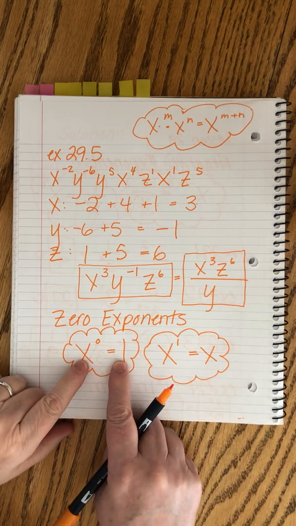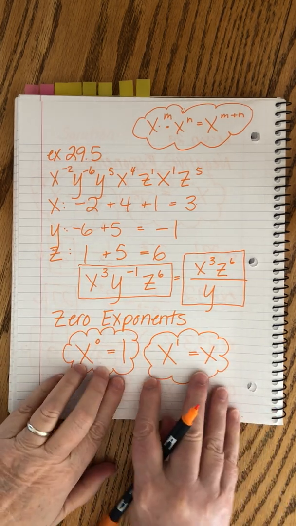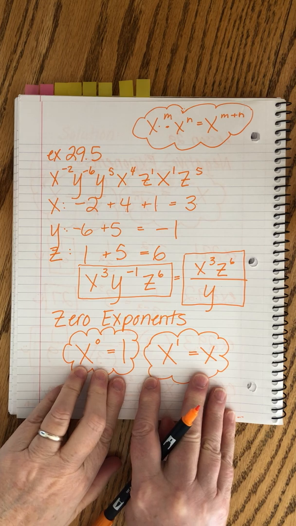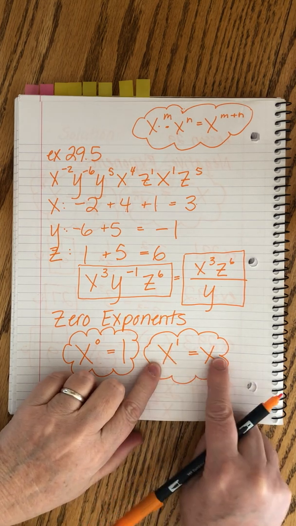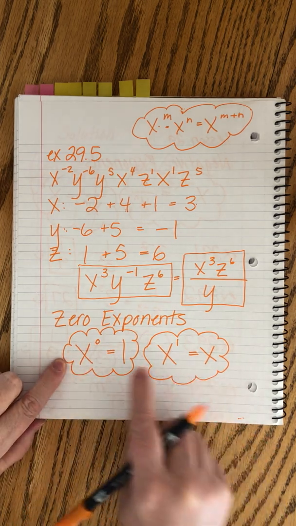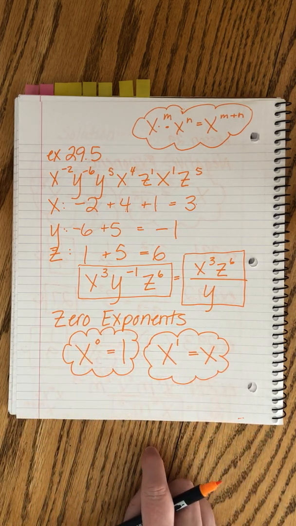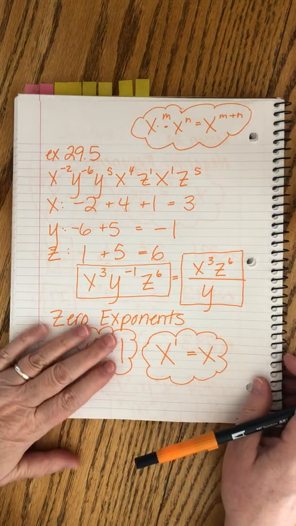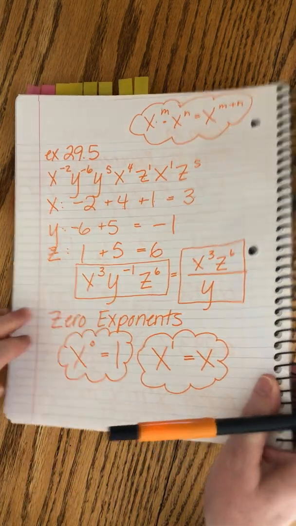This rule is different than this rule, and it helps to lay them alongside of each other so you can see the difference. x to the power of 1 is just that base. x to the power of 0, the base gets wiped and it's just a 1. Okay, these are fun because when you run into them in problems, it just wipes things out, and that's usually a happy moment.